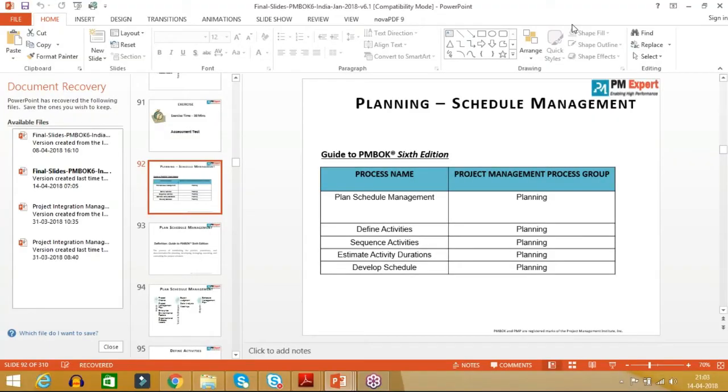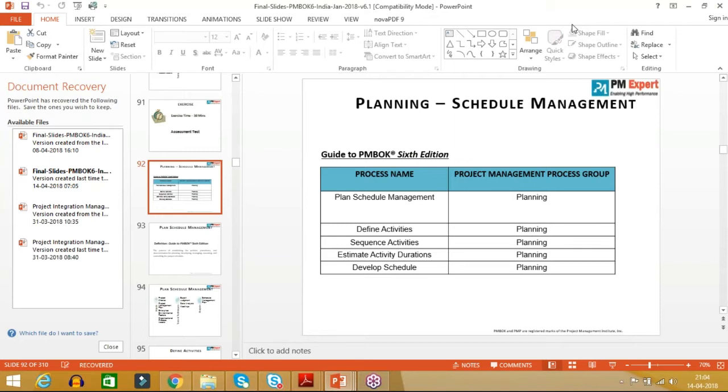So, in the previous session, we discussed work breakdown structure. The lowest level in the work breakdown structure is the work package, right? We also discussed an important concept: the scope baseline consists of the scope statement, the work breakdown structure, and the work breakdown structure dictionary.